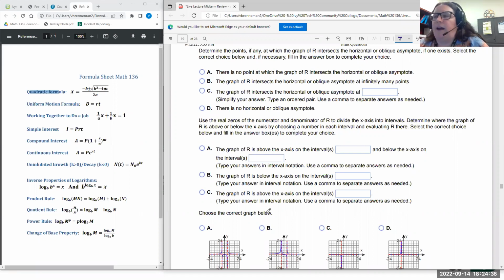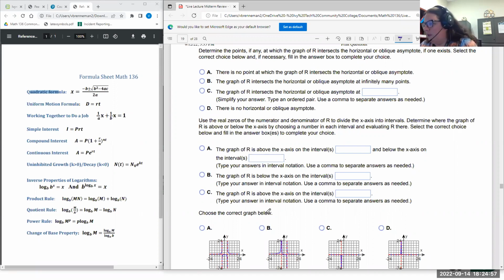And then if the factor only shows up once, then at that division, it's going to switch from being above to below or vice versa. If the factor is either repeated, so it's squared on the top or squared on the bottom, or if it shows up on both the top and the bottom, then it's going to be the same on both sides of that.